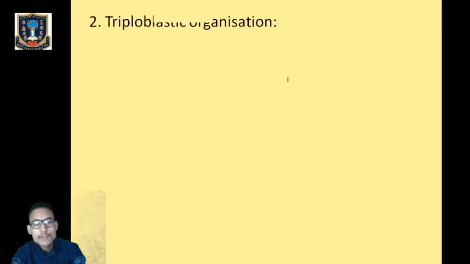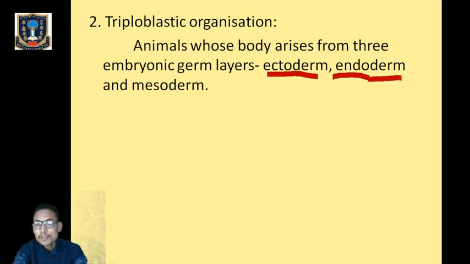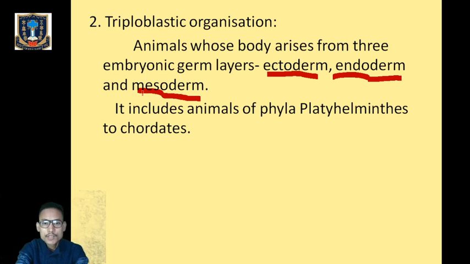Triplo means what? Tri means three. Those animals which are triploblastic have three embryonic germ layers: the outer ectoderm, the inner endoderm, and in the middle we have the mesoderm. Meso means middle, ecto means outside, endo means inside. Let's look at the diagram. These triploblastic animals are mainly seen from the phylum Platyhelminthes to the chordates. So we are triploblastic. We have three embryonic germ layers: ectoderm, endoderm, and the mesoderm.